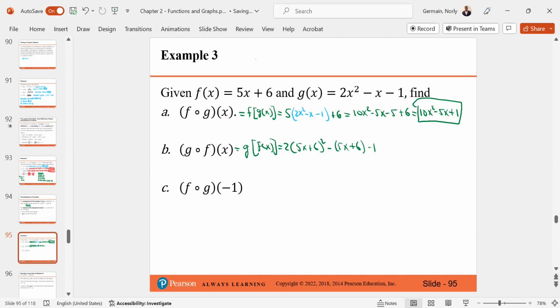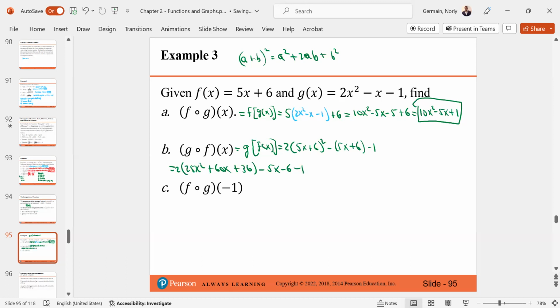Now, let's distribute. I'm going to start here. First of all, the first one to the power 2, because what we have here is (a plus b) to the power 2, which is a squared plus 2ab plus b squared. So we're going to have 25x squared, then 2 times 5 times 6, 2 times 5 is 10, times 6, 60x, plus 36. We can distribute that negative.